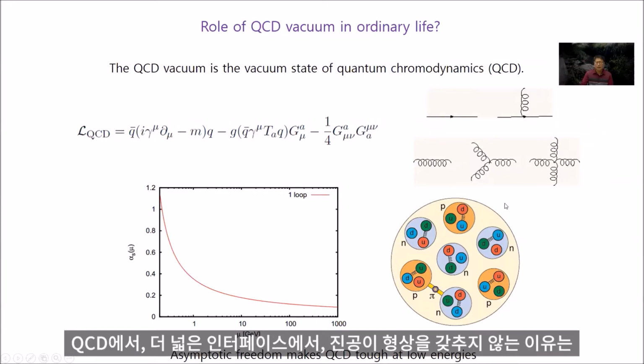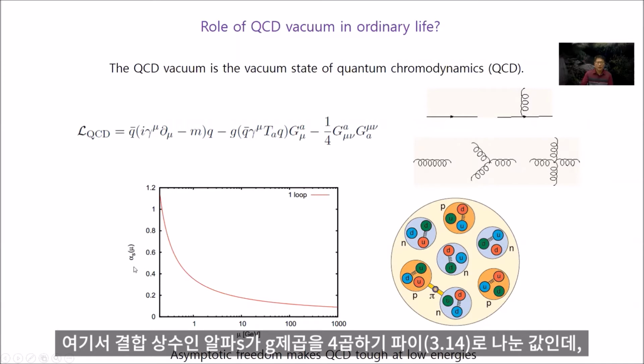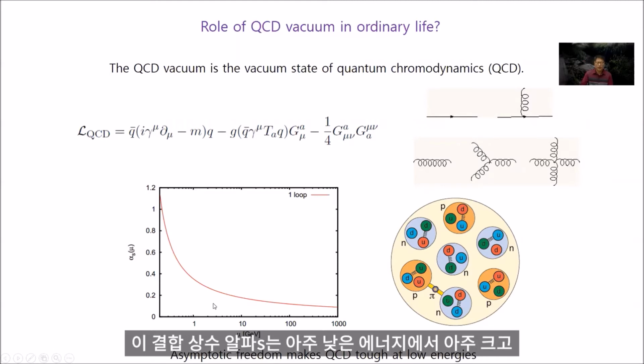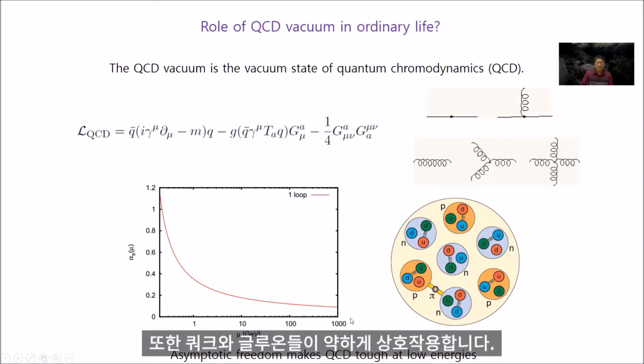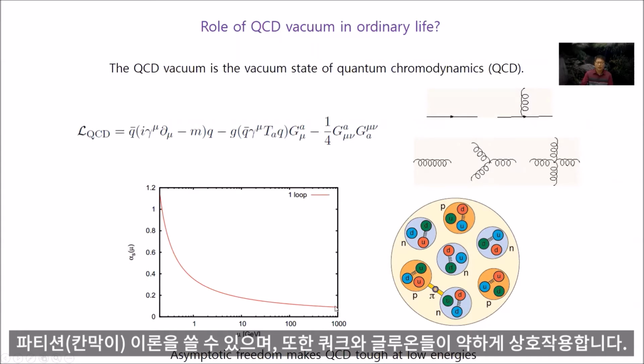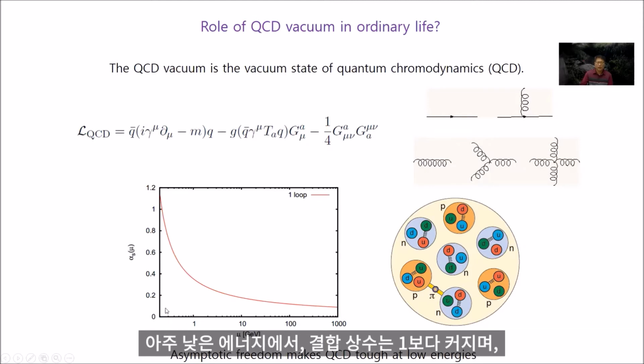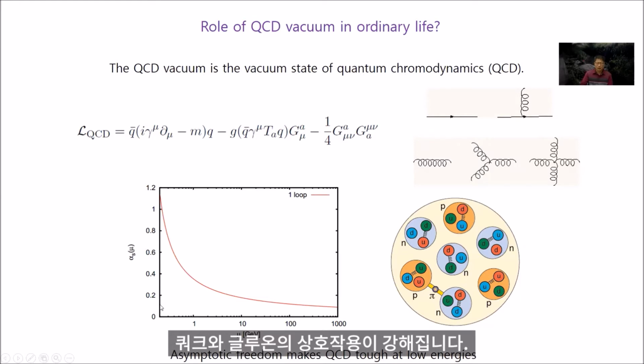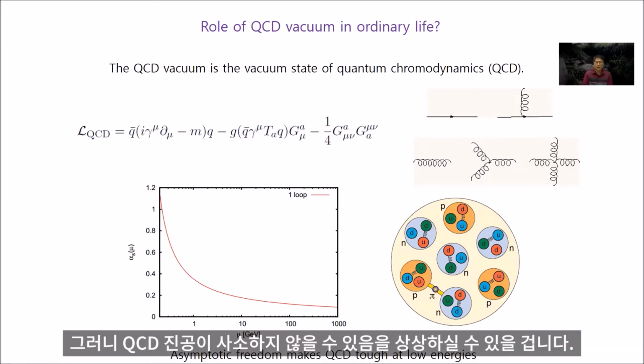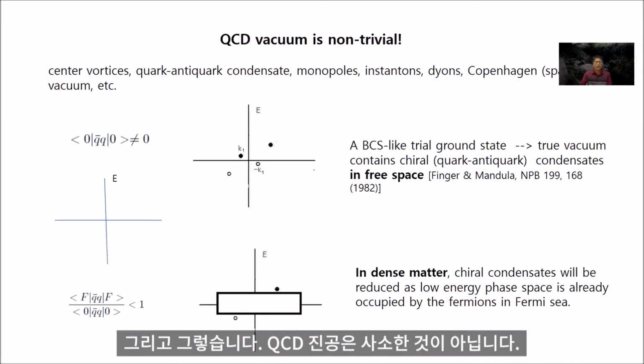In QCD, the basic reason why the vacuum can be non-trivial is that the coupling constant alpha s is g squared divided by 4 pi. This coupling constant becomes very large at very low energy. If the energy is very high, the coupling constant is less than 1, so you can use perturbation theory, and the quarks and gluons interact weakly. But at very low energy, the coupling constant becomes larger than 1, and quarks and gluons interact strongly. Therefore, you can imagine that the QCD vacuum can be non-trivial, and it really is non-trivial.